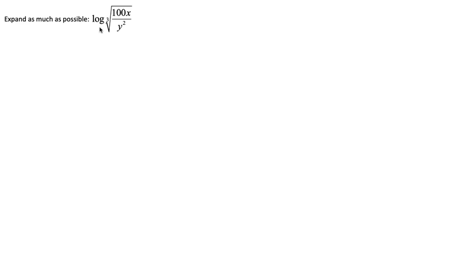What we want to do is use the rules for logs to break this down. First of all, how many different terms do we see in this argument? We see the 100, the x, and the y squared. There are 3 terms in this argument, so when we expand, we essentially want to see 3 different logs in the final answer. Now, this cube root is going to cause some issues, so we'll deal with that.